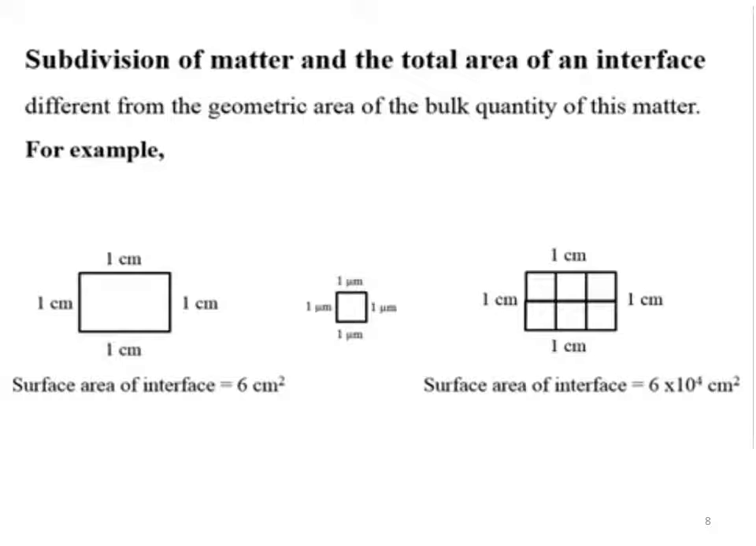Now if we have one box, then this is 6 centimeter square. If we have smaller boxes in a box, then the area is increased. And how much is it increased? 6 cross 10 raised to power 4, meaning its surface area increases 10,000 times, and the interface also increases. One concept is said, different from the geometric area of the bulk quantity of this matter. Okay, let's go to slide number 9.